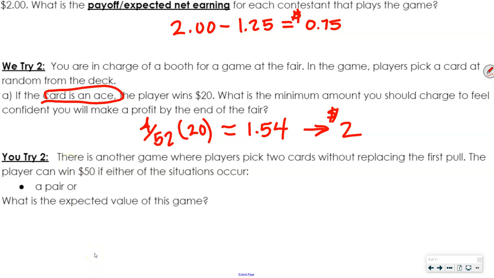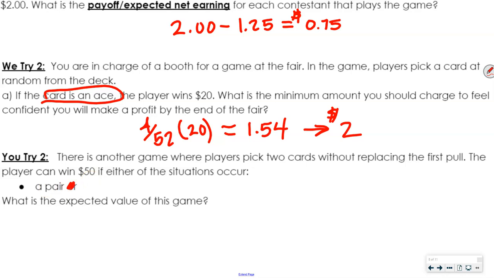There's another game where players pick 2 cards without replacing the first pull. The player can win $50 if either of the situations occurs. A pair, actually just a pair. There's not supposed to be an or there, y'all.